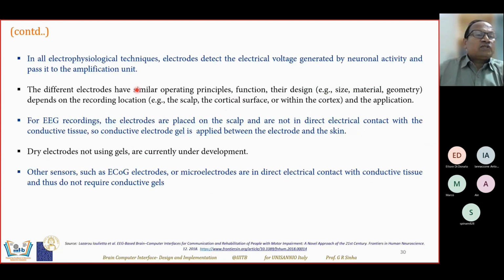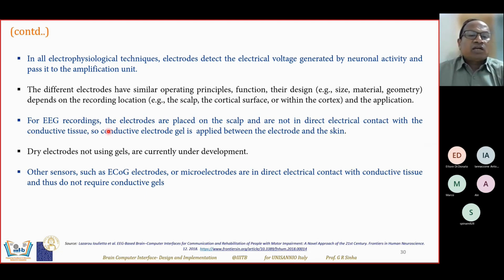So we can close here. In all electrophysiological techniques, electrodes are used to detect electrical voltages generated by neuronal activities, and then they are passed to amplification. Different electrodes have similar operating principles and function, and their design, size, material, and geometry may all differ depending on the recording location where you want to apply them: inside the nose, inside the ear, over the scalp, on the cortical surface, or inside the cortex. In EEG recordings, electrodes are placed on the scalp and not in direct electrical contact.